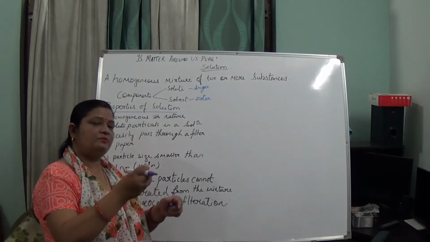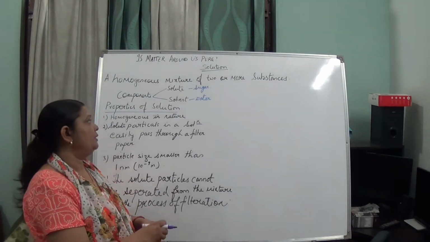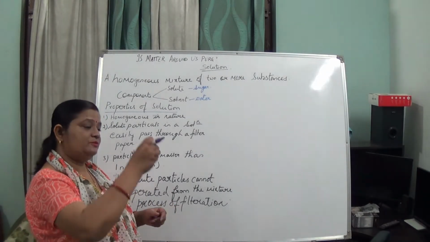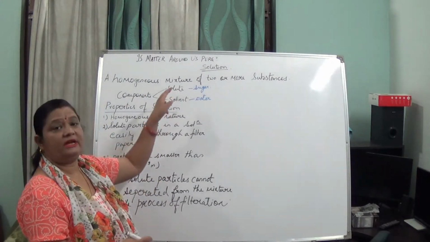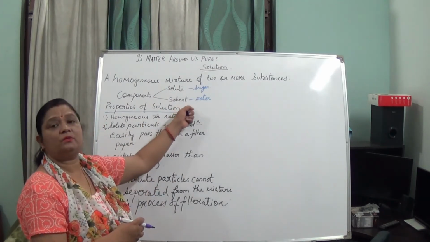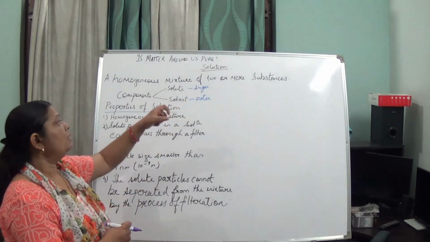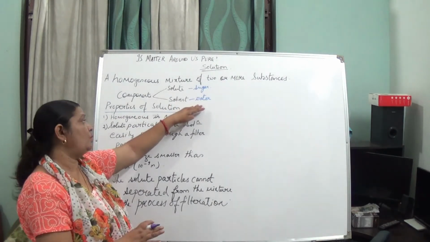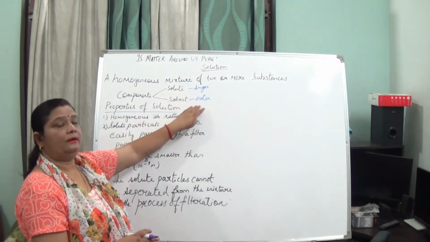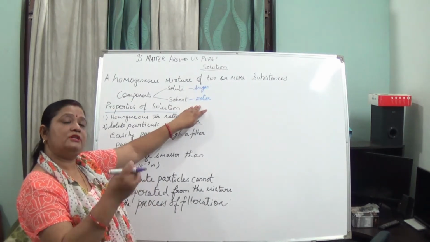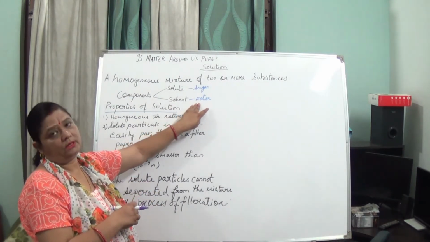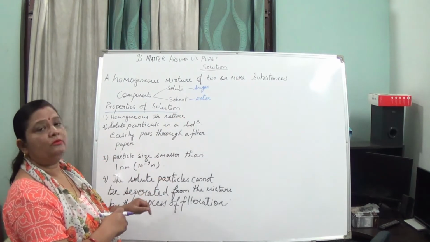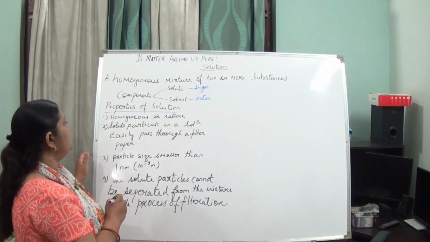The substance which is being added to the other substance is known as solute. In which it is being added is known as what? Solvent. So in a sugar and water solution, sugar is being added to water, so it is the solute, and the water, to which the sugar is being added, becomes the solvent. Okay, so what are the properties of a pure solution?